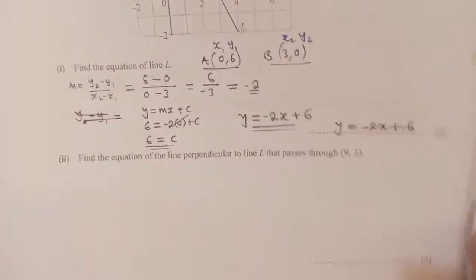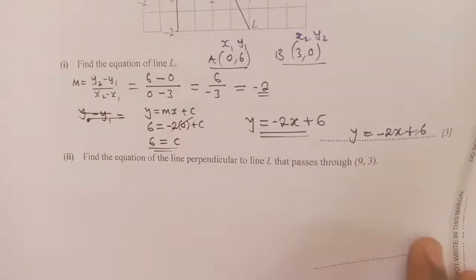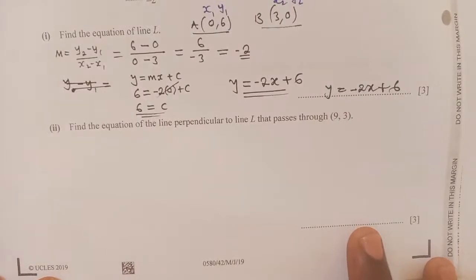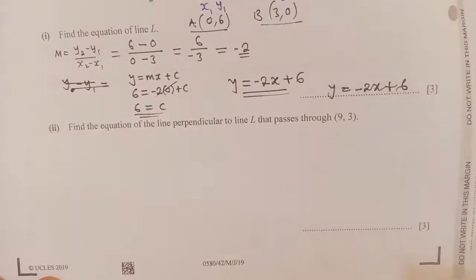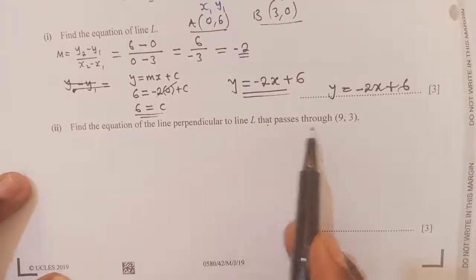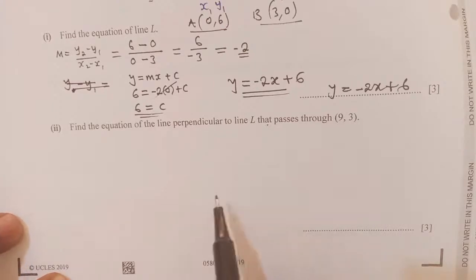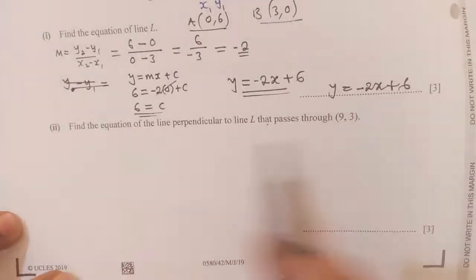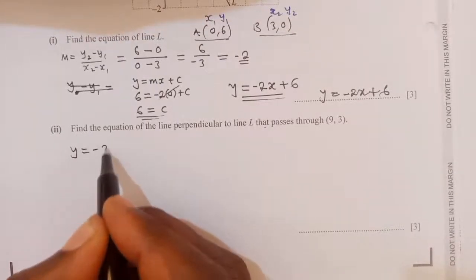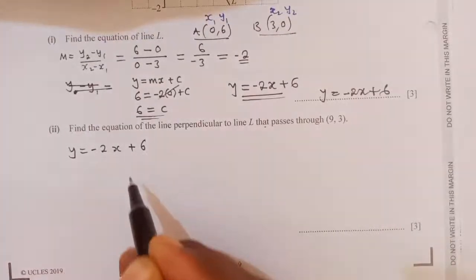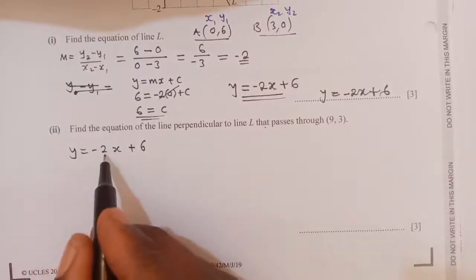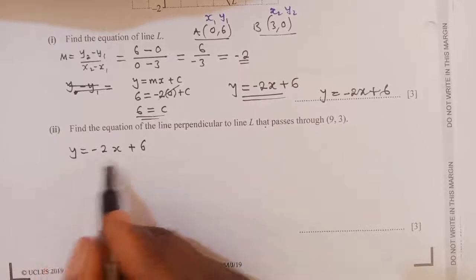So the other question here, they're saying find the equation of the line perpendicular to line L that passes through 9,3. So this is line L. We know that our line L is y equals negative 2x plus 6. So now to find the line which is perpendicular to this one, we just get the gradient which is here. What gradient do we have?